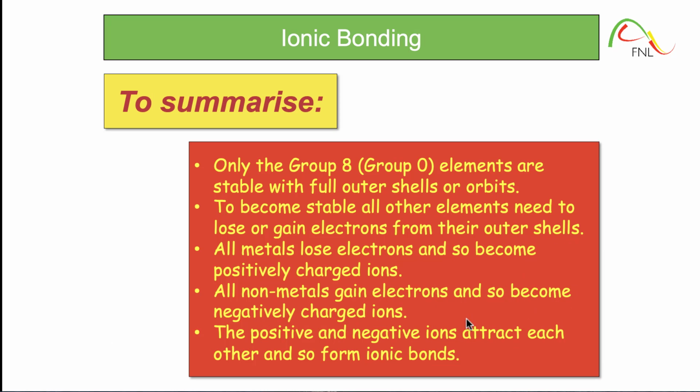Now, to summarize this whole video so far, only the group 8 or group 0 elements are stable with full outer shells or orbits. Okay, only group 8 has a full outer shell. To become stable, all other elements need to lose or gain electrons from their outer shells. All metals, remember this, lose electrons, so become positively charged ions. All non-metals gain electrons, and so become negatively charged ions. And the positive and negative ions attract each other, and so form very, very strong ionic bonds. Now, if you remember that summary, then that is really, really good.